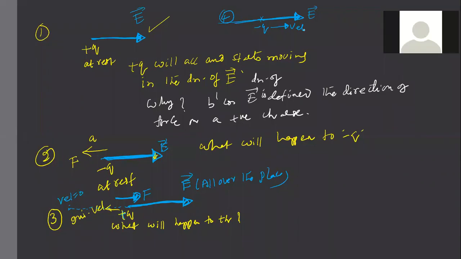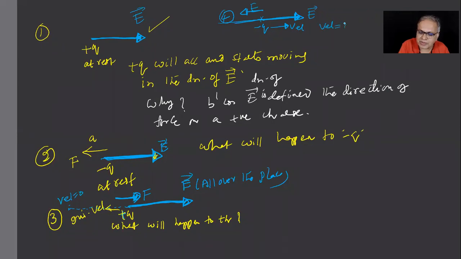Sir, as the force is in the opposite direction, E will apply on a minus Q a force in the opposite direction. So this will go on moving like that, but velocity somewhere becomes 0. Then it will start accelerating in the opposite direction, like we discussed here.